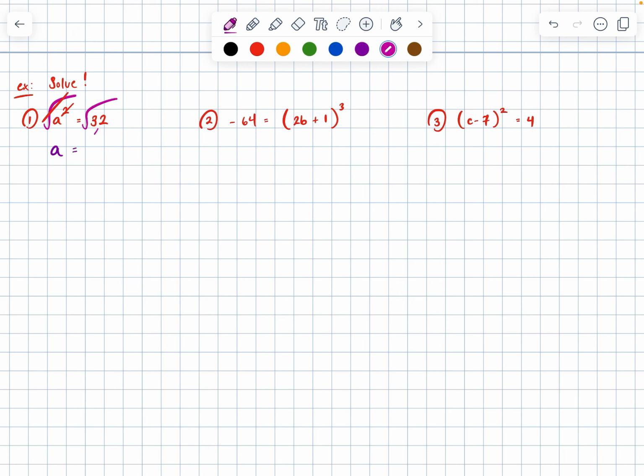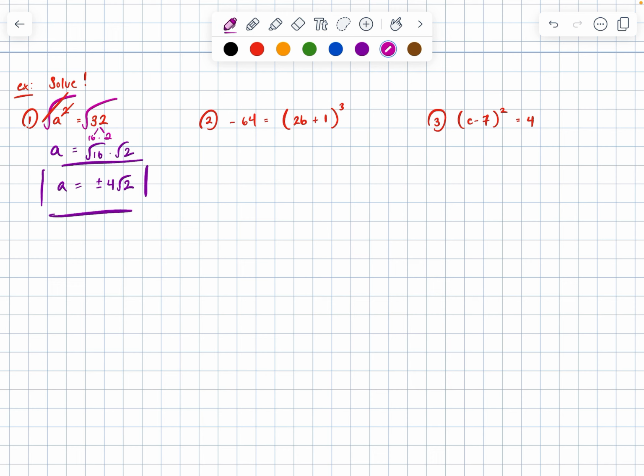Again, 32 is not a perfect square, but it does contain a perfect square in its factors. Using our properties of radicals, I can break this down as the square root of 16 times the square root of 2, which means that a would be equal to the square root of 16, which is plus or minus 4. Smush it right back up against that root 2.